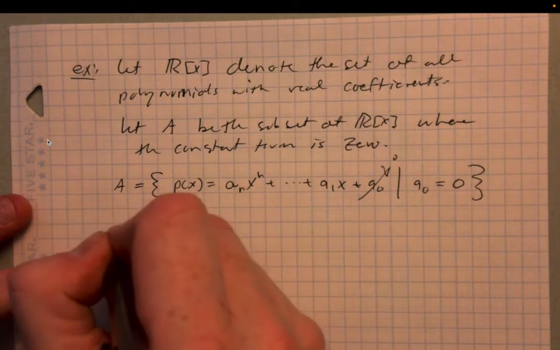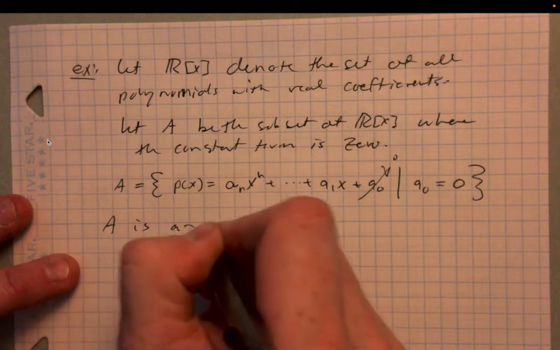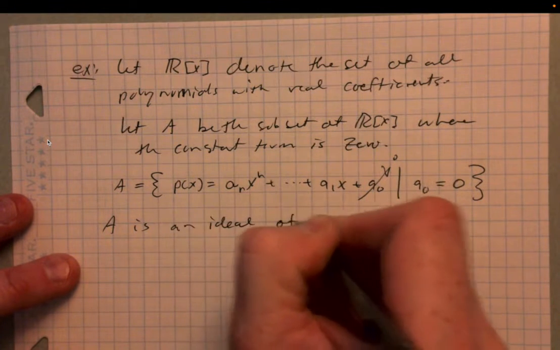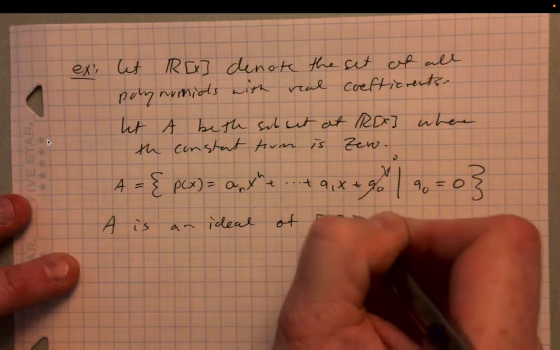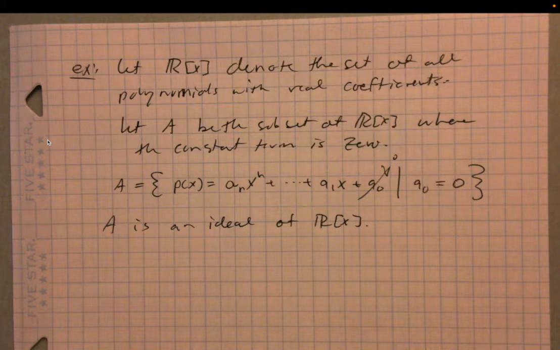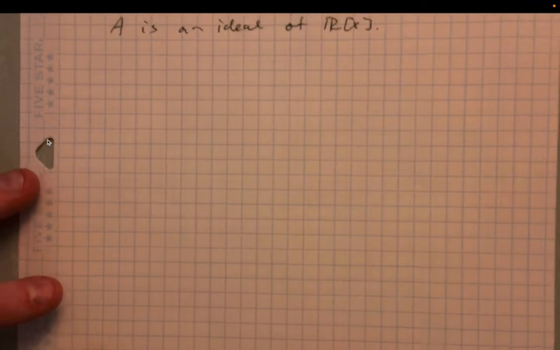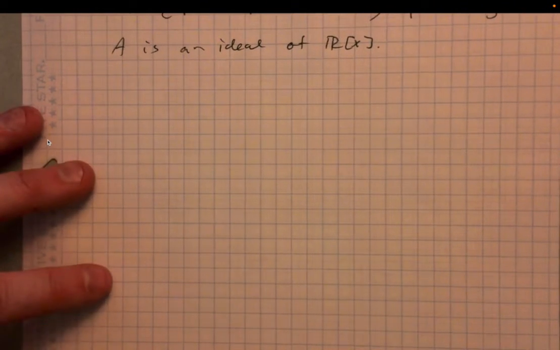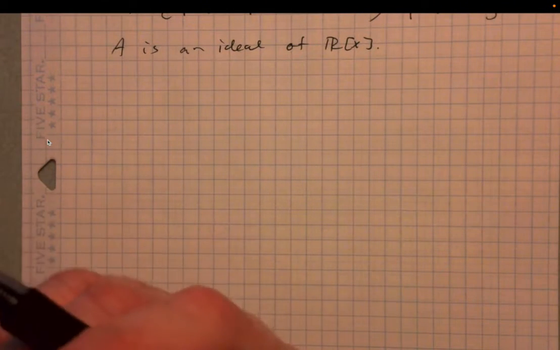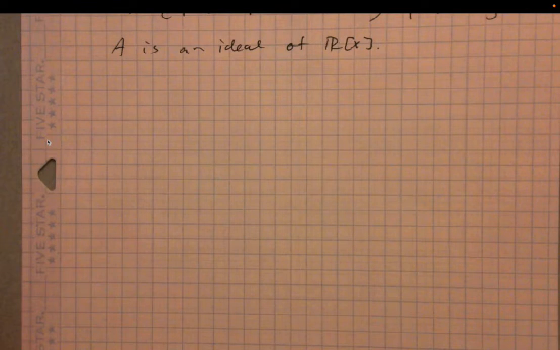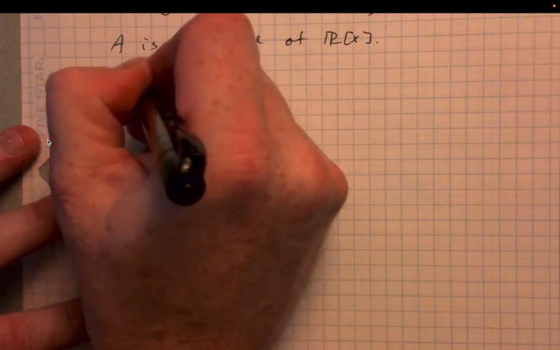So it turns out that A is an ideal of R[x]. Okay, and I'm not going to prove it. I'll let you try to prove it, but I'll give you a sense for it. Let's just take a look at an example here. Let's look at a couple of actual polynomials and see what happens. I think if we walk through an example, how you would go about proving this would be kind of obvious, right?